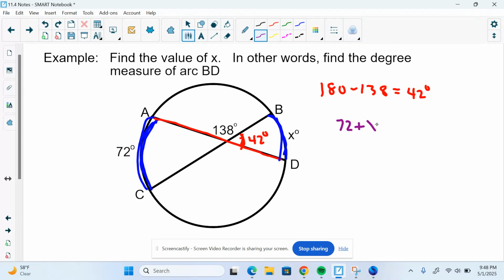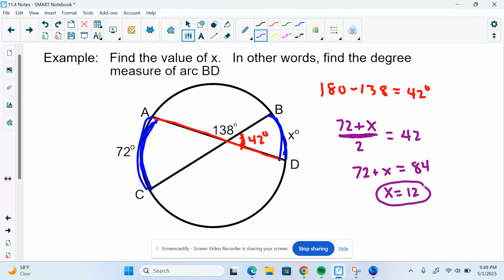x plus 72, divided by 2, equals 42 degrees. To solve this, I can do it several different ways. I could put that 42 over 1 and then cross multiply, or I could just multiply both sides by 2, because to undo divide by 2, I multiply by 2. So I'm going to multiply both sides by 2. 72 plus x equals 84. Okay. Subtract 72 from both sides, and we get x equals 12, and we are finished.